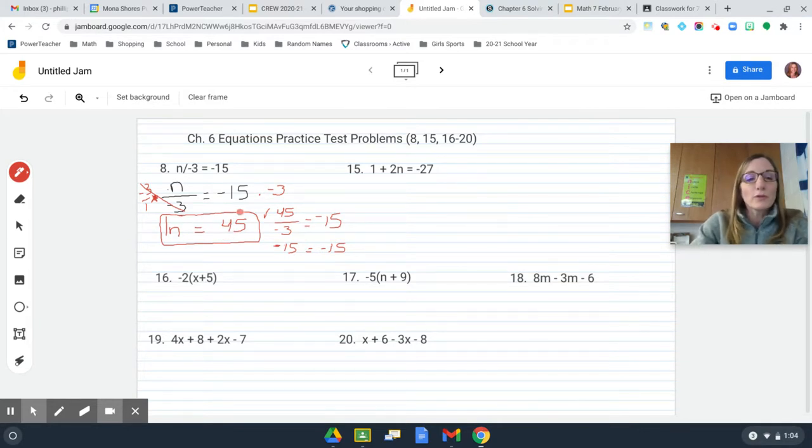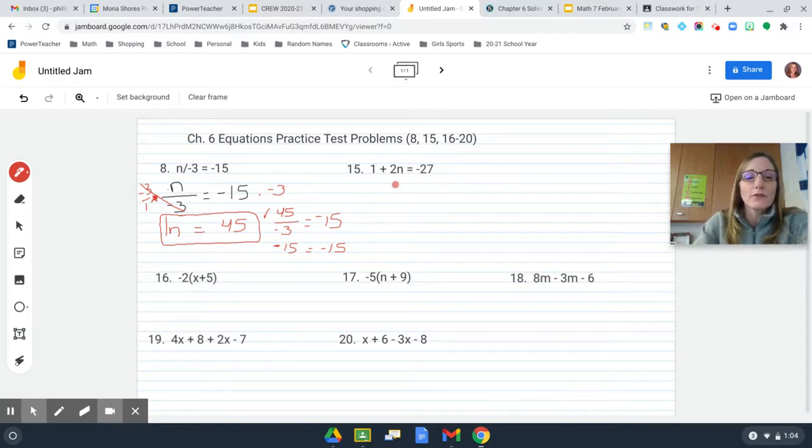So you'll see one of those on your test on Friday. Number 15. So I'm just jumping around here. I picked out a few. I picked out one step problem to do with you and a 2-step problem to do with you. So number 15, 1 plus 2n equals -27.